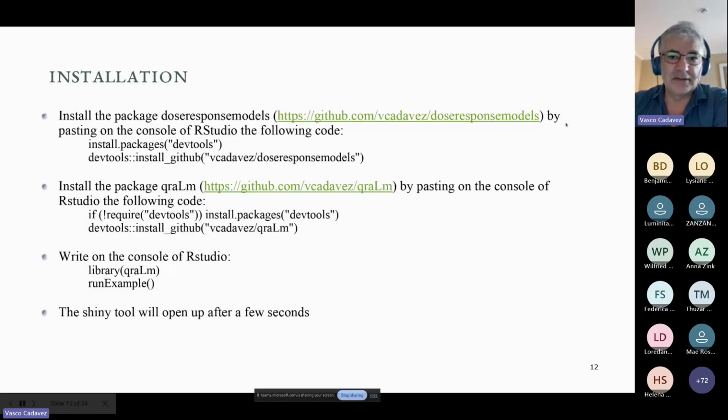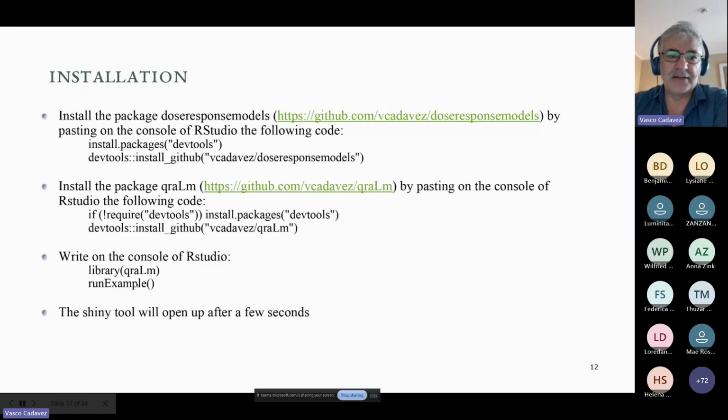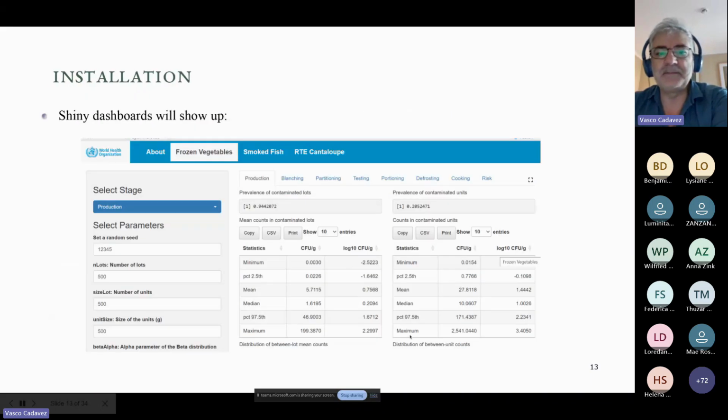For example, the first one, the dose response models, then the QRALM, you run this code, and after installing all these packages, you can call the library QRALM, and if you run this code, run example, you will have access to the Shiny tool to do the simulations. So after run example, you will get this application exactly like this.